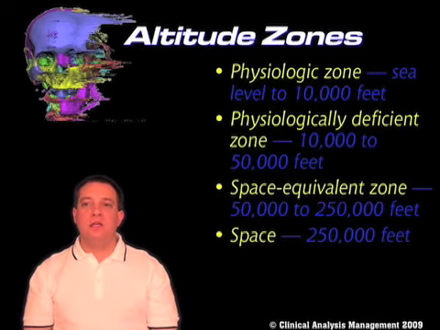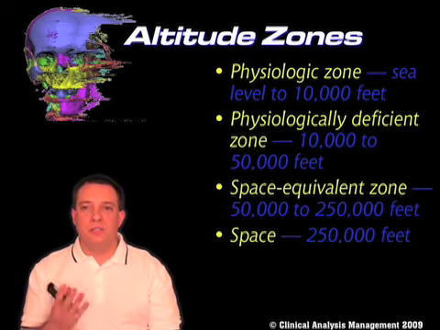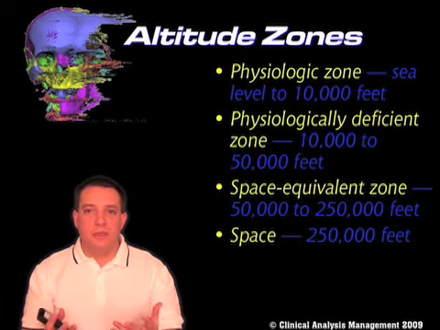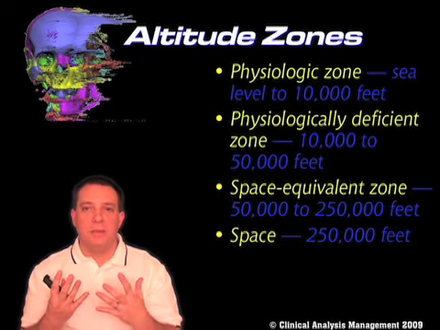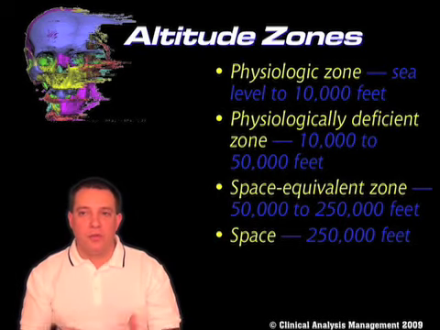Okay, now when we talk about altitude zones, there's 4 different altitude zones that you need to know about. The first altitude zone that you need to know about is the physiologic zone, and this is basically where people were designed to work. The physiologic zone goes from sea level to 10,000 feet. And again, that's the altitude people were typically designed to live at and to be able to tolerate well, assuming they're in generally good health.